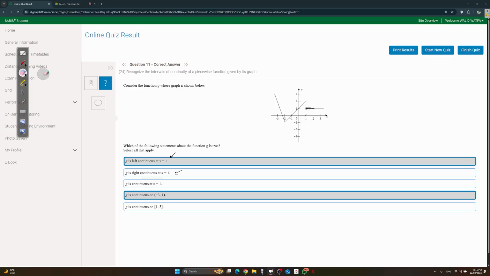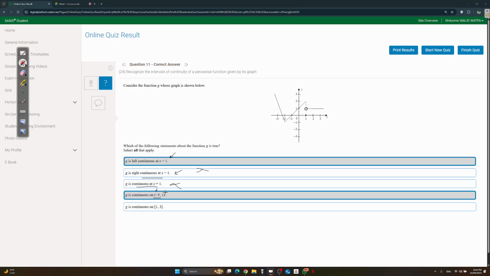It's approaching a value, but at that value there's an open circle. Is it possible to say it's right continuous? No way. G is continuous at x equals 1? Again, no way, because it's left continuous but not right continuous. So how can it be fully continuous? No way. G is continuous on negative 3, 1.